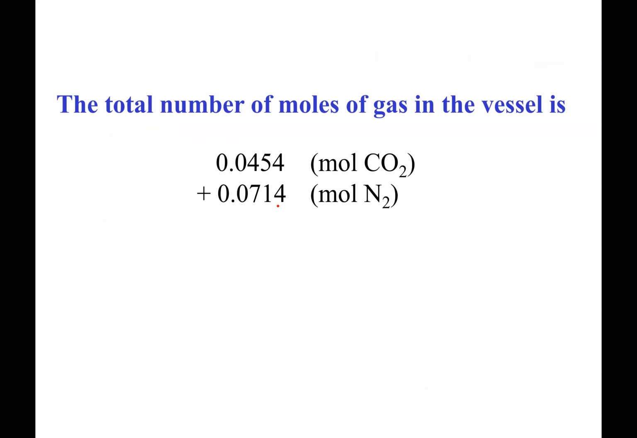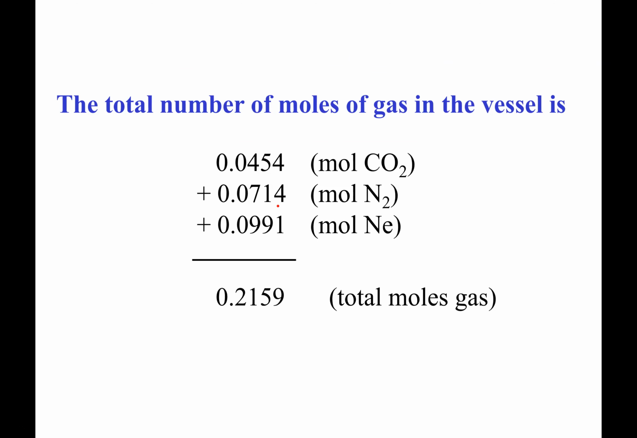So adding these together, you get, remember, since we're adding, we round according to decimals, and we got 4 decimal places in each of these. So we are allowed 4 decimal places. So your N sub T, your total moles, is 0.2159 moles. So that's what I'm going to plug in here.